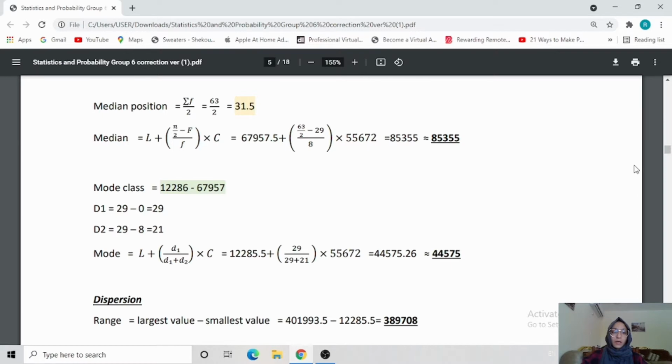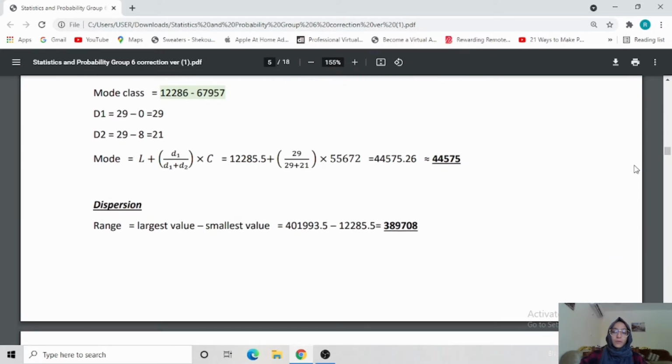Next, the thing that we will need to get is the median. First, we will need to calculate the median position, which is equal to the total frequency divided by 2, equals 63 divided by 2, which gives us the 31.5th position. So the median is equal to L plus half N minus F, divided by the frequency, multiplied by the class width, equals 67,957.5 plus 63 divided by 2 minus 29, divided by 8, multiplied by 55,672, equals 85,355.